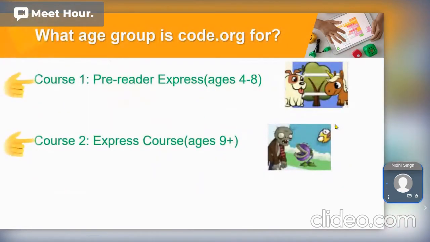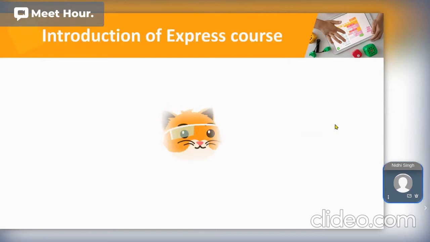What age group is code.org for? Course 1, Pre-Reader Express, ages 4 to 8. Course 2, Express course, ages 9 plus. So in this session, we'll start with introduction of Express course.